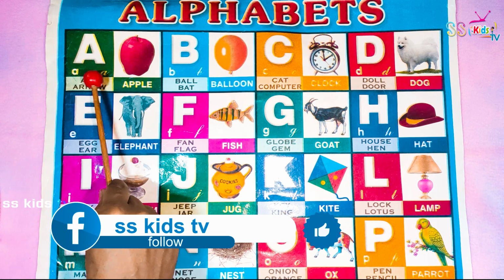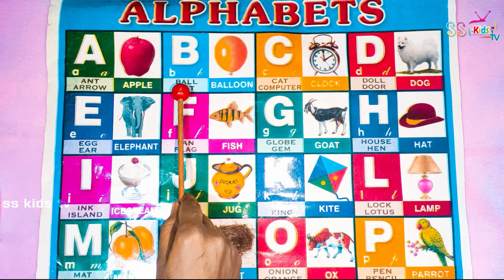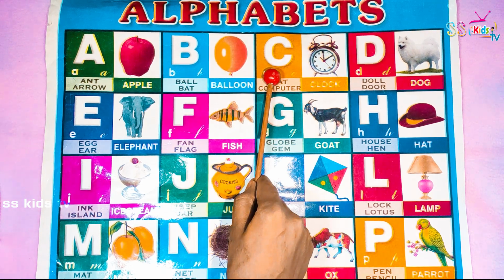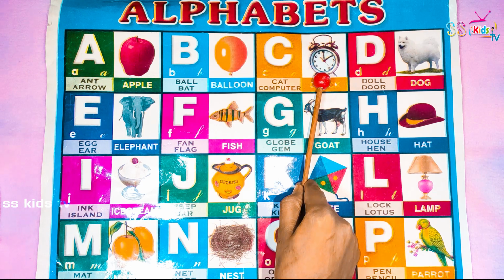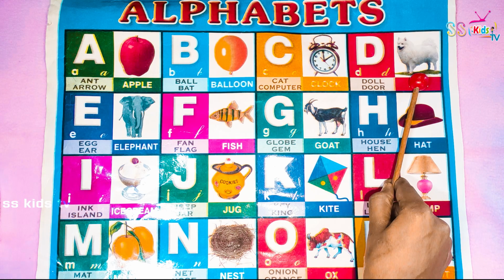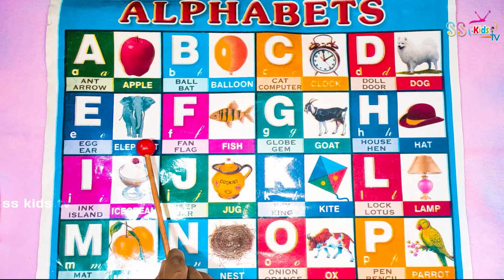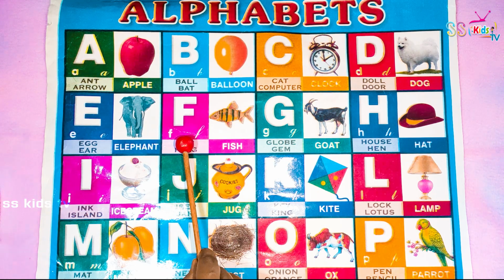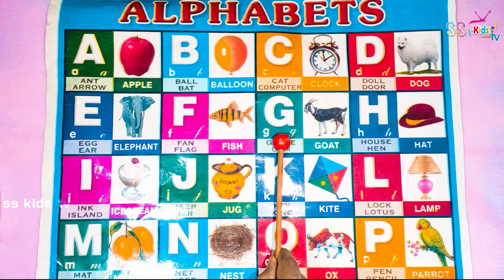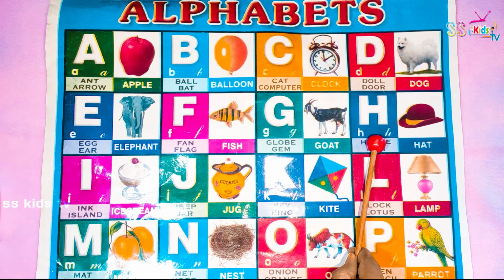A. A for apple. B. B for balloon. C. C for clock. D. D for dog. E. E for elephant. F. F for fish. G. G for goat. H.